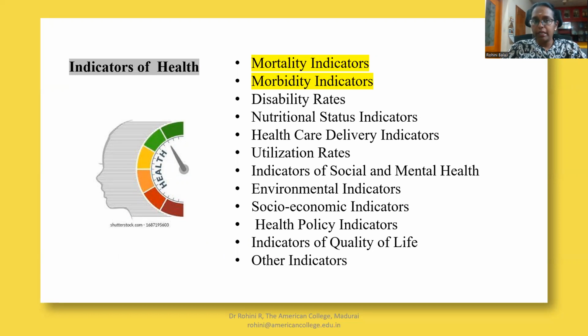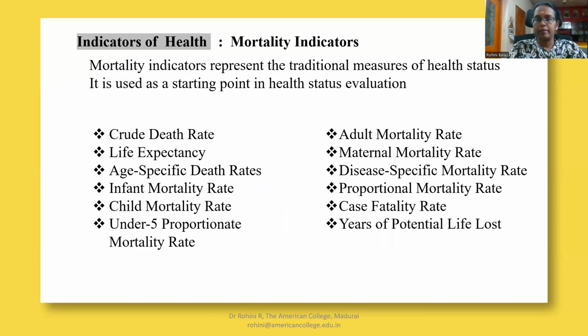So health can be identified or indicated by certain factors nationally and globally: mortality, morbidity, disability rates, nutritional status, healthcare delivery, utilization of the healthcare system, indicators of social and mental health, environmental factors, socio-economic condition, health policies, quality of life, and other factors. These are all the indicators for health.